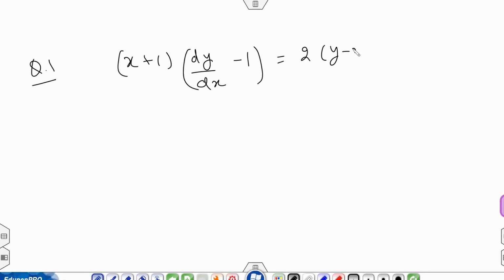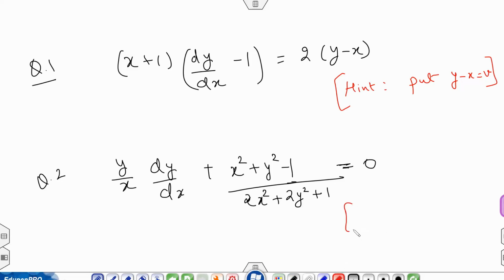So I'll give you just two problems. Just try to solve them after watching this video. This is your first question. For simplicity I'll give you a hint: you can put y minus x is equal to v. So this is the hint for the first question. And the second question, here also I am giving you the hint: put x square plus y square is equal to v.